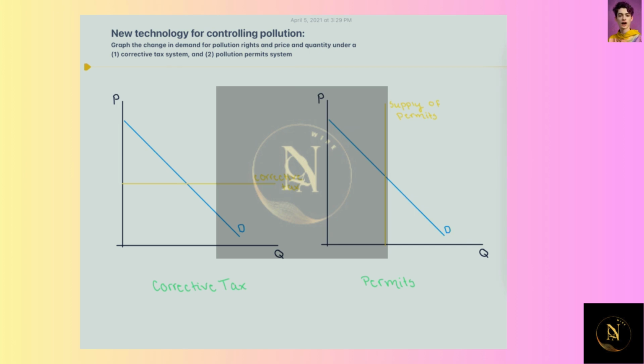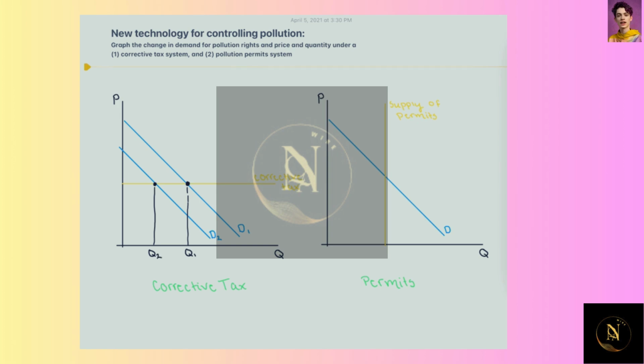So let's start with this corrective tax side, this first graph here. Let's figure out what the effect on the demand for pollution rights would be. So suppose that this new technology comes out. What we're going to see as a result is a decrease in the demand for these pollution rights. So we're going to see our demand curve shift downward like this. We'll make that D2. So what we're seeing here is that our equilibrium is shifting. We were initially sitting over here at an equilibrium quantity 1. We're now all the way over here at an equilibrium quantity 2.